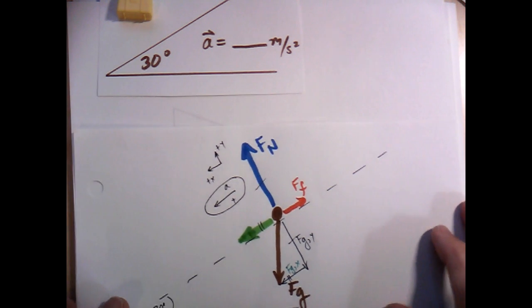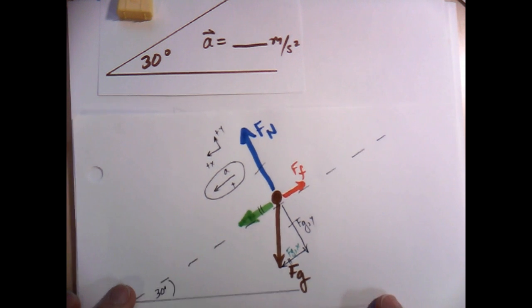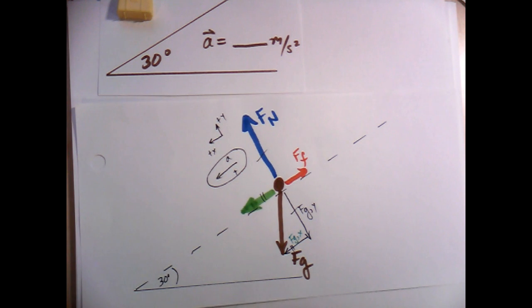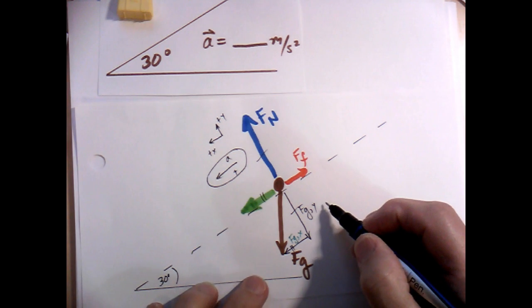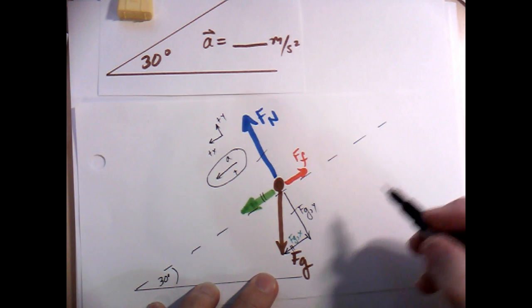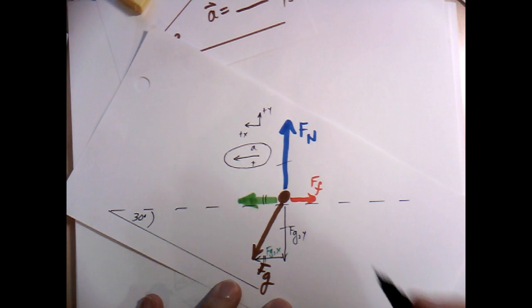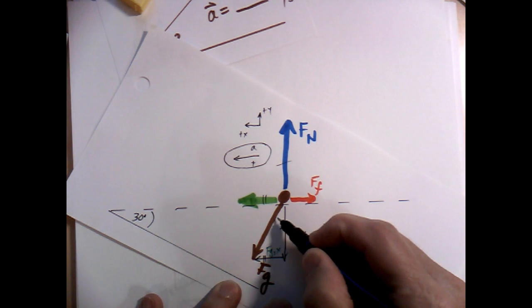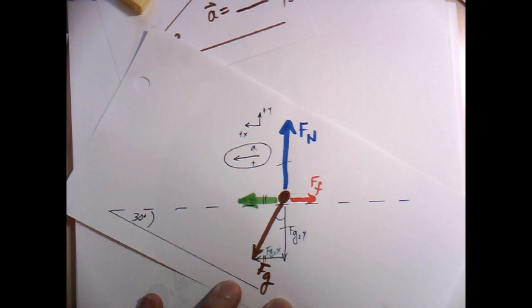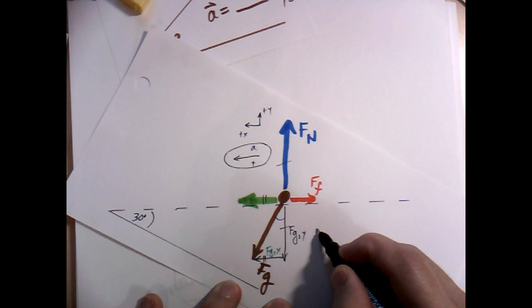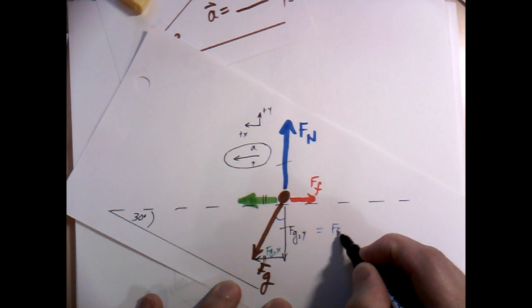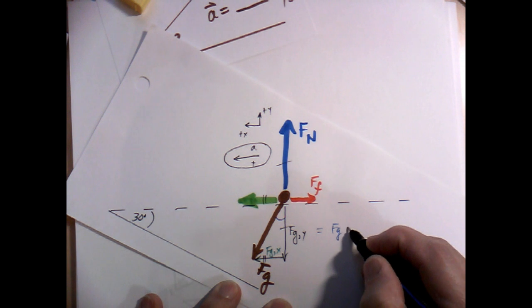All right, so now we've got these arrows drawn in on our free body diagram, and the last thing to do in this video is to go ahead and actually write the expression for FGY. You know what? I think I'm just going to leave it rotated like that. It's easier to look at. So I'll say that FGY is equal to FG times the cosine of that angle.